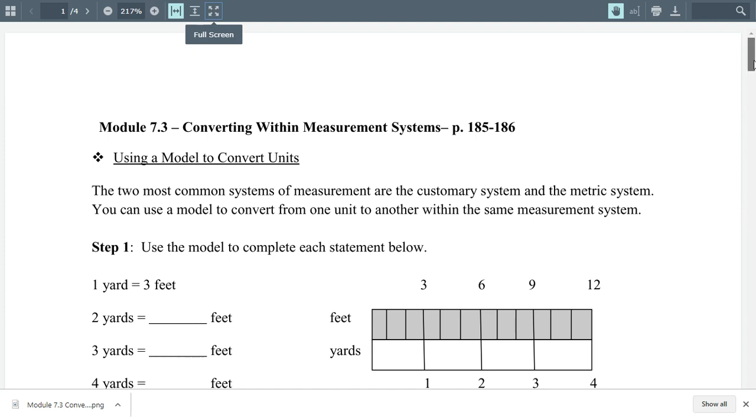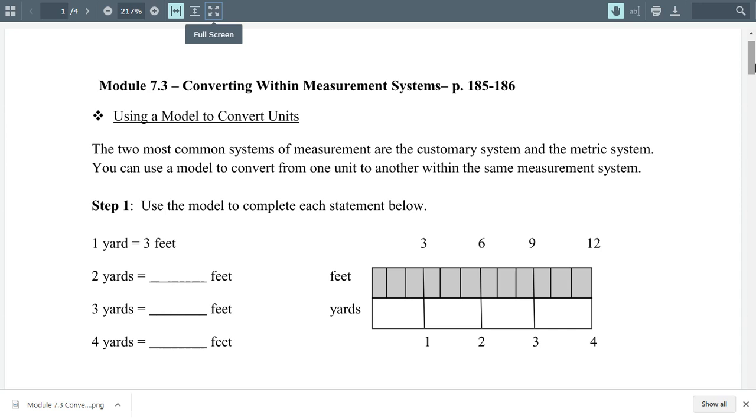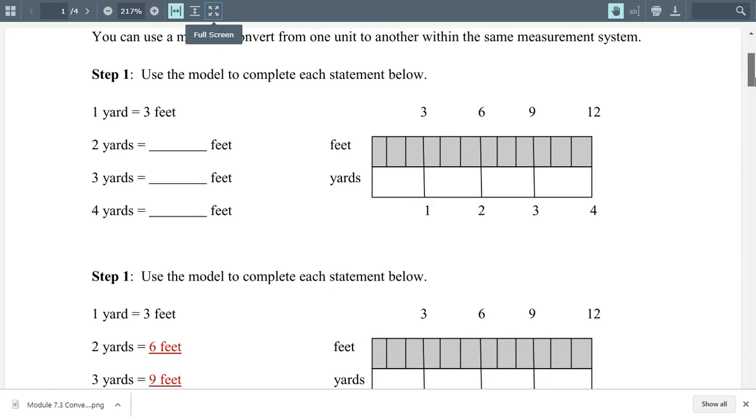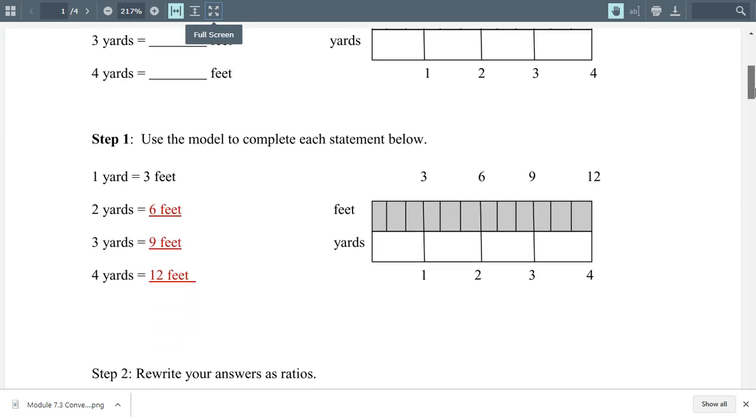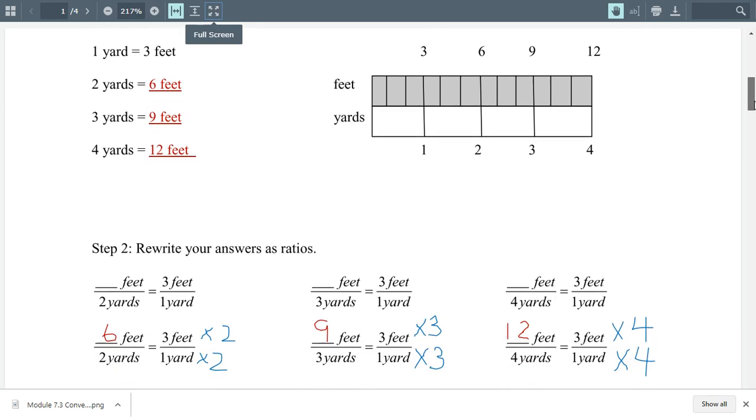So we could draw a picture. We know that 1 yard equals 3 feet. So if you look at the image, each yard has 3 feet that equals it. So if I have 2 yards, that would equal 6 feet. 3 yards, 9 feet, and so on. So we could fill this out. 1 yard, 3 feet, like that. So it's easy to draw a picture. But is it always the best method to convert one unit to a different unit?